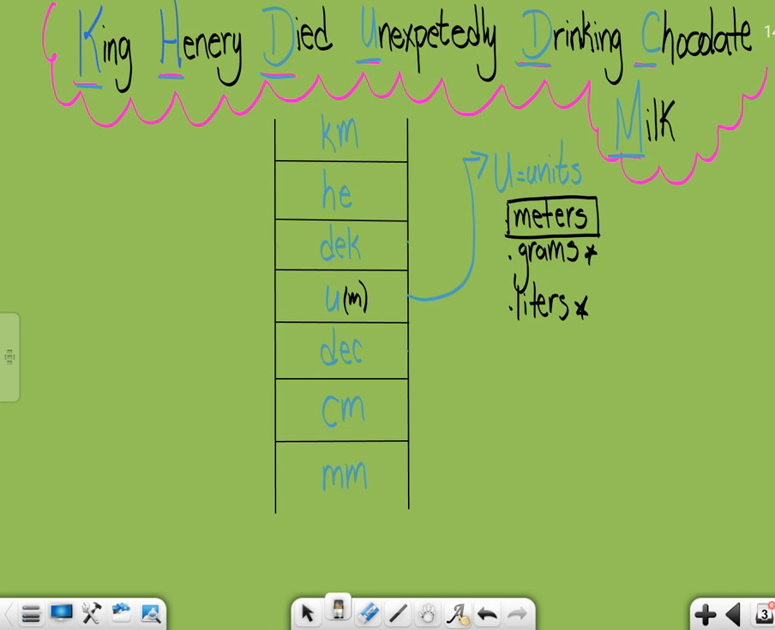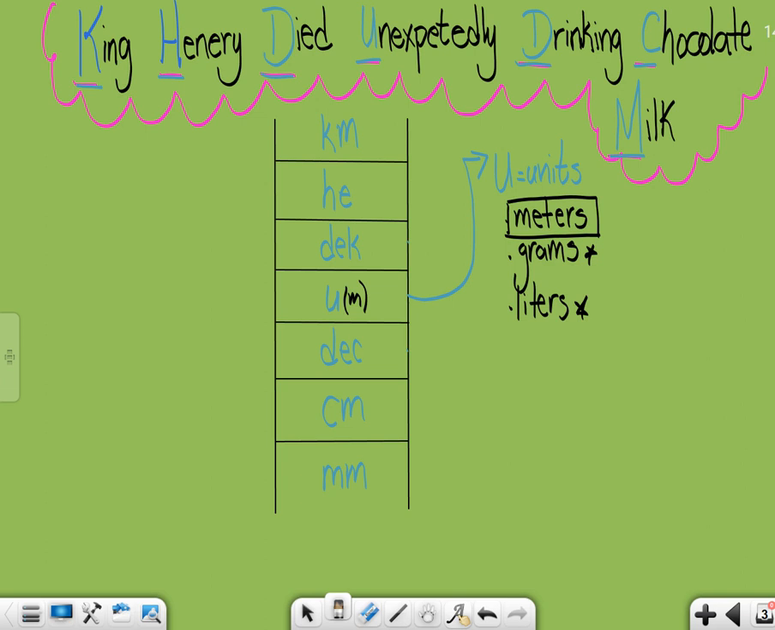Also know that grams and liters is in there, but for now when we're just talking about converting units, U represents meters. So those we know, okay? So that's what we've got so far. We got kilometer, hectometer, decameter, meter, decimeter, centimeter, millimeter.